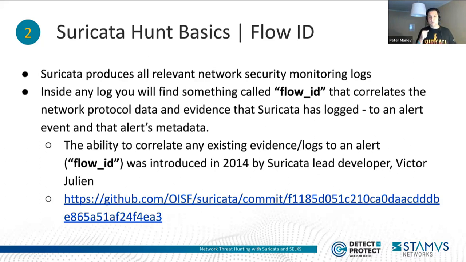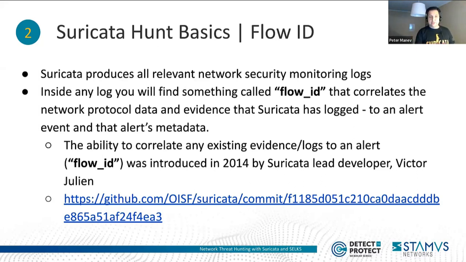Now, concept number two when you engage in threat hunting with Suricata is the so-called flow ID. This is simply a unique identifier of all the protocol logs, file transaction logs, alerts and anomaly logs related to a specific flow, a specific session. So regardless of whether there are alerts or not, you can relate all these logs by this specific flow ID key. Each key has a unique value, and that's how you can correlate it. This ability in Suricata was introduced in 2014, so next year it will be a decade. It was introduced by Victor Julien, the lead developer of Suricata, and the link there will bring you to that exact commit.